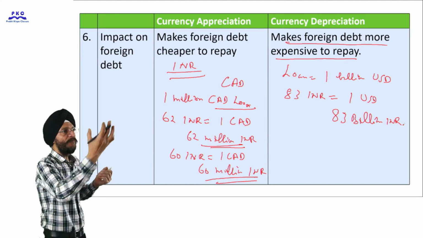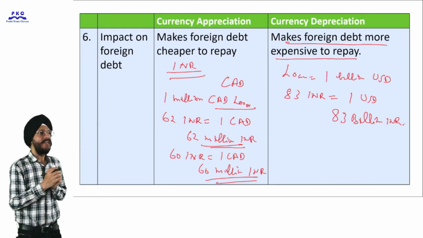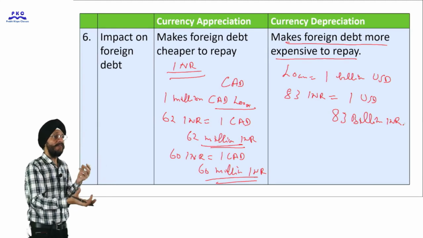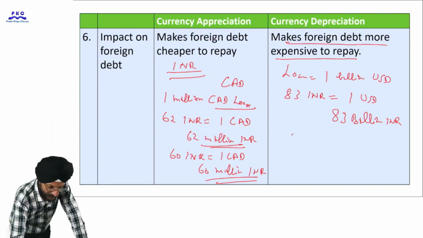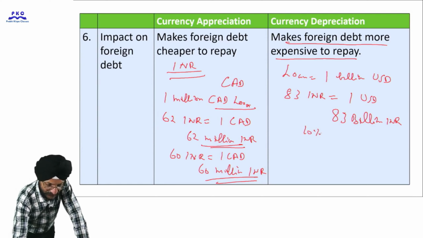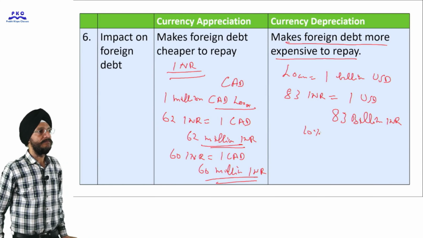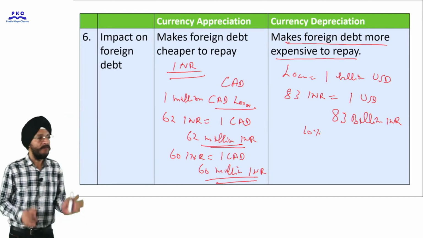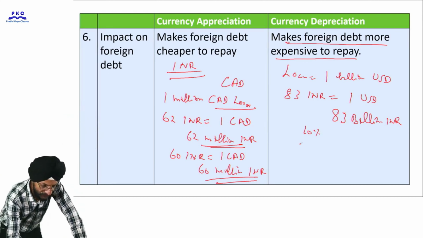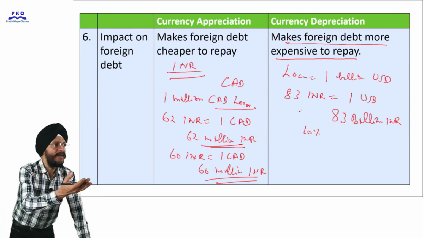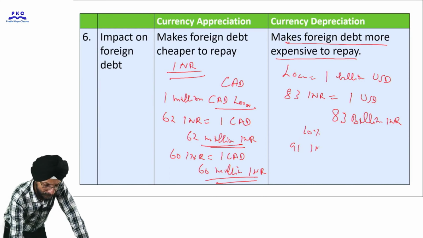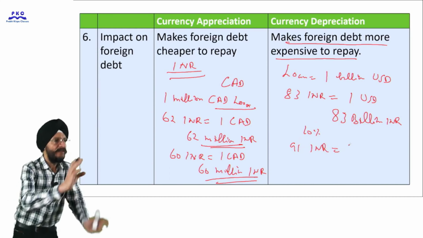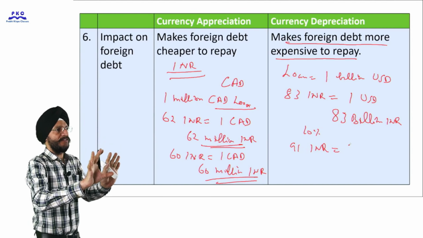Now, the value of Indian currency has depreciated. It means that we have to pay more to get the same amount of US dollar. Suppose it has depreciated by say 10%. That is, it will roughly come to about 91 Indian rupee. We are simply taking approximate figures.